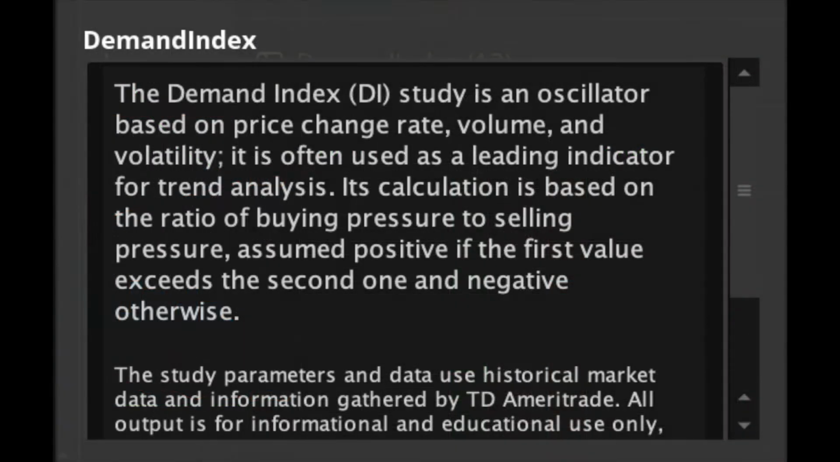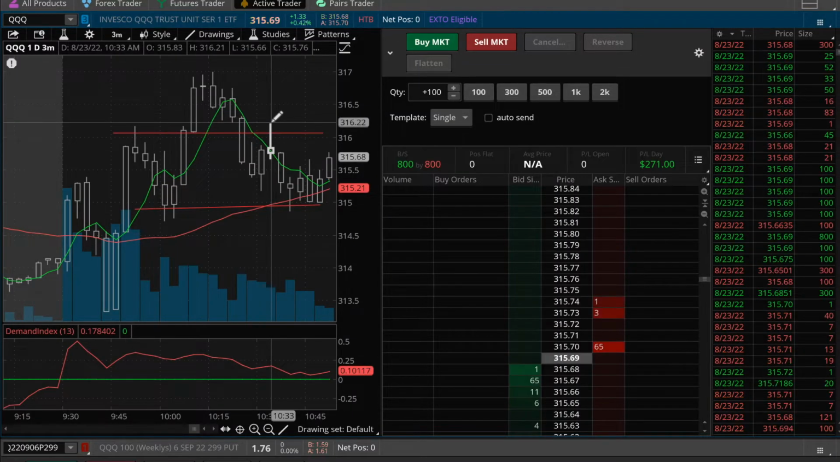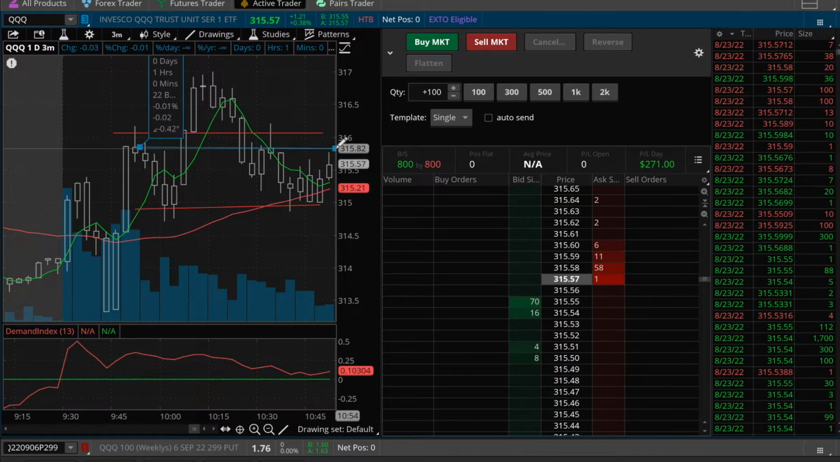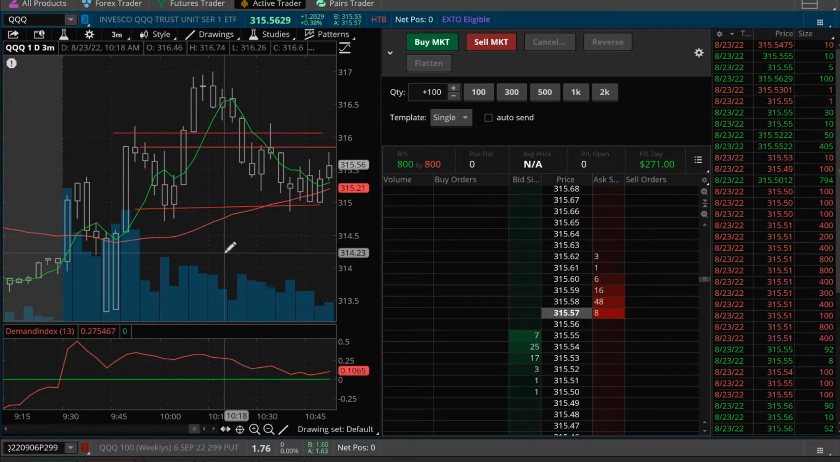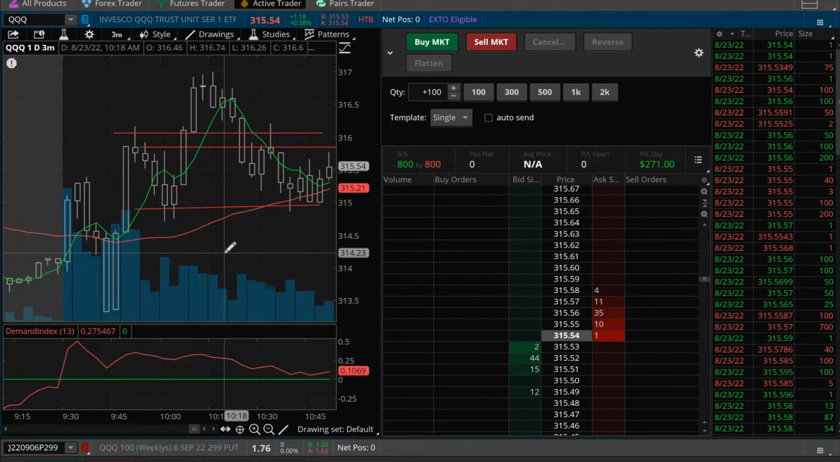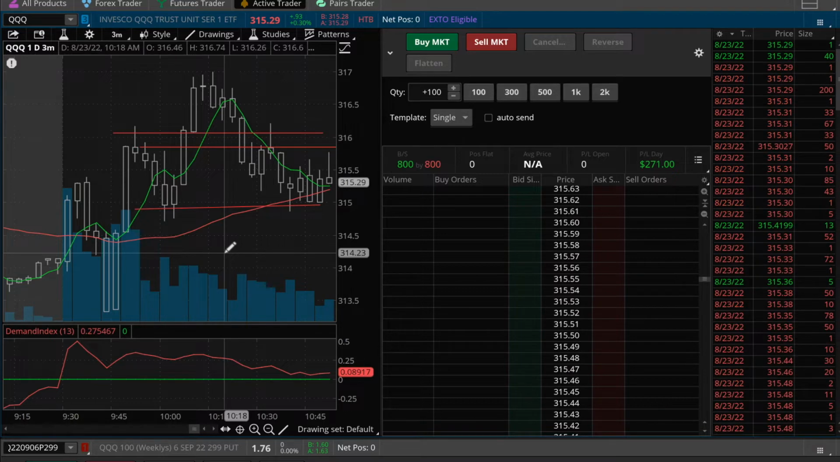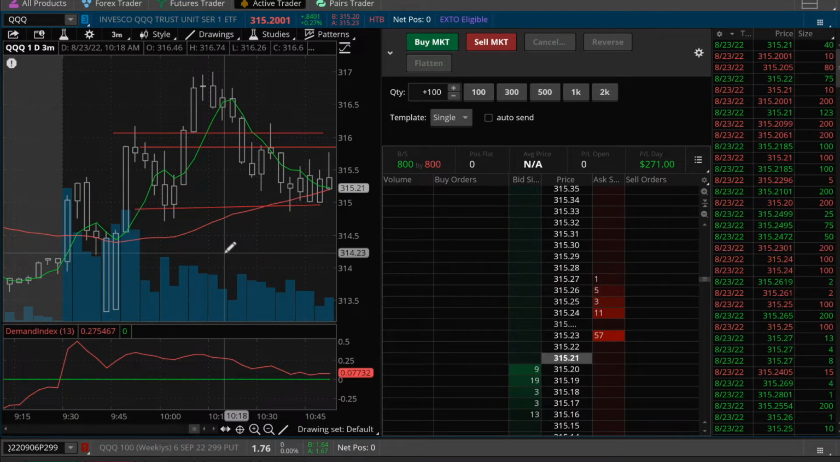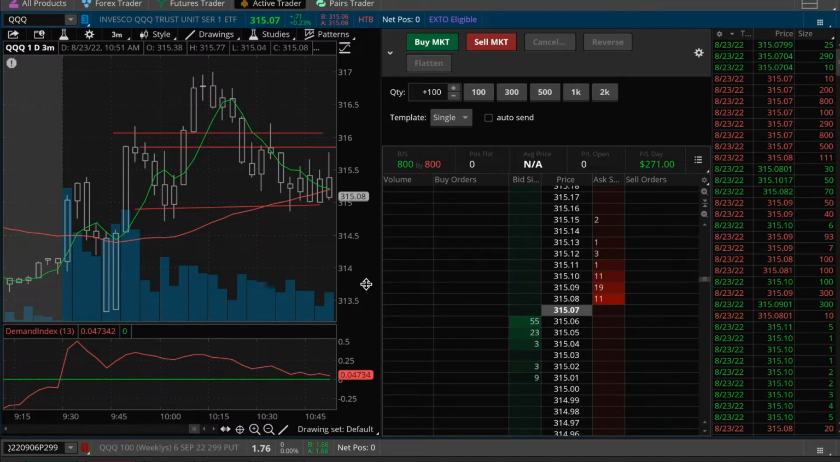The demand index, DI, study is an oscillator based on price change rate, volume, and volatility. It's often used as a leading indicator for trend analysis. Its calculation is based on the ratio of buying pressure to selling pressure, assumed positive if the first value exceeds the second one, and negative otherwise.